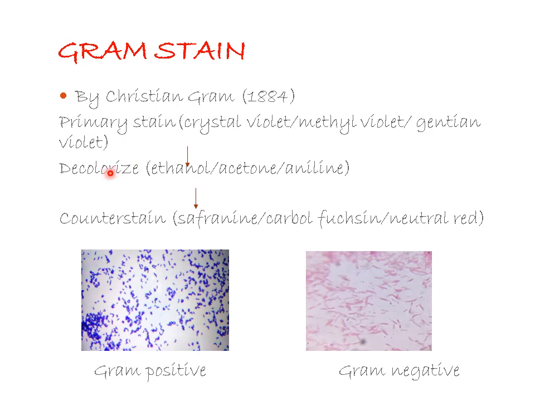This is followed by a decolorizer. Decolorizer can be ethanol, acetone, or aniline, and then they are subjected to a counterstain, which can be either safranin, carbol fuchsin, or neutral red. So of these, the primary stain, crystal violet, is purple colored, and the counterstain, safranin, is pink colored.